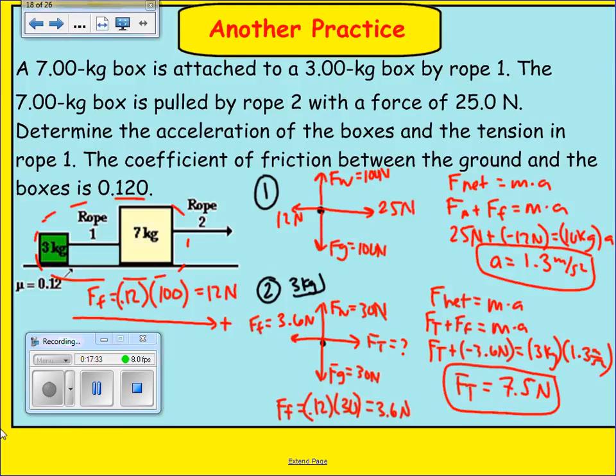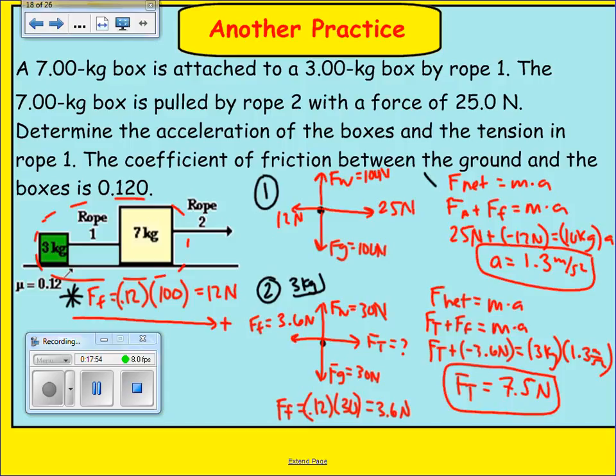For number 1, for finding acceleration, I treated the system as a whole, so gravity and normal is 100 newtons. The force applied to the right is 25 newtons, and then since there's friction here, I need to take that into consideration. I have friction solved for over here as the total system. Friction is found by taking the mu, which is 0.12, times the normal, which for the whole system is 100. That gives me 12 newtons of frictional force.